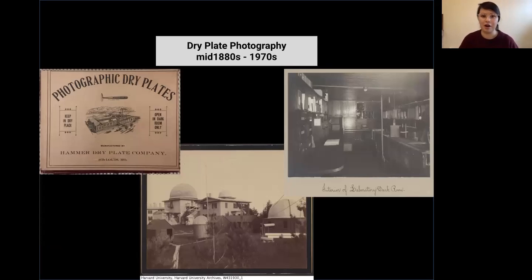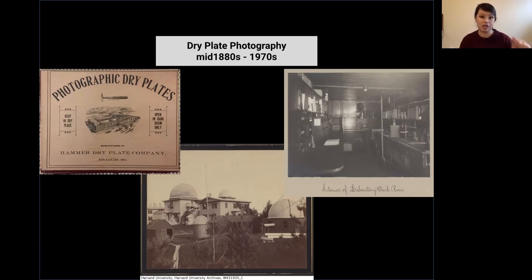Luckily, for the sake of at least our collection, dry plate photography came around the mid 1880s, which really helped this project take off. The reason dry plates were better, and you can probably guess from the name, they were dry instead of having to use wet chemicals. First off, you could buy them in bulk, so you didn't have to bother making all of your chemicals beforehand.